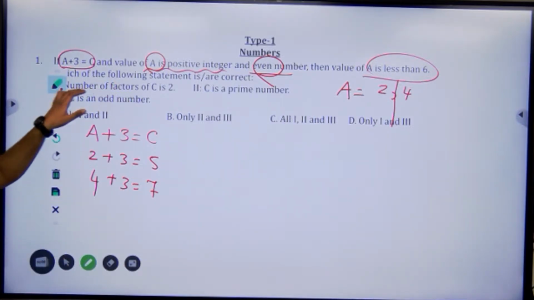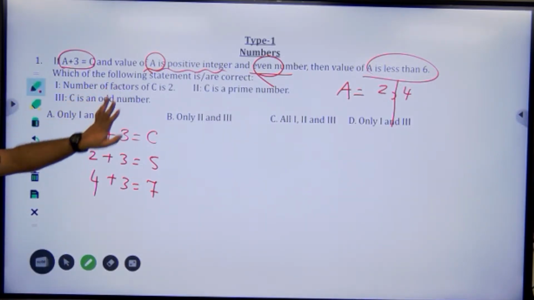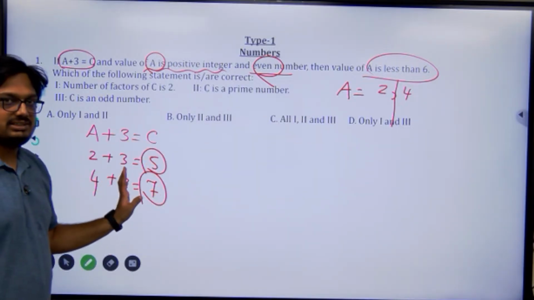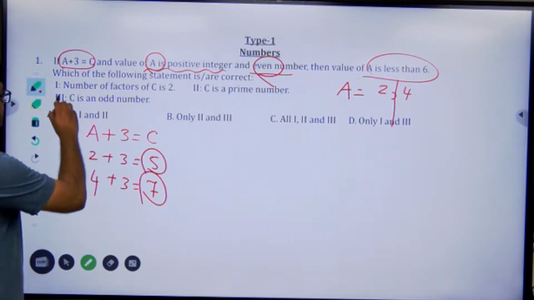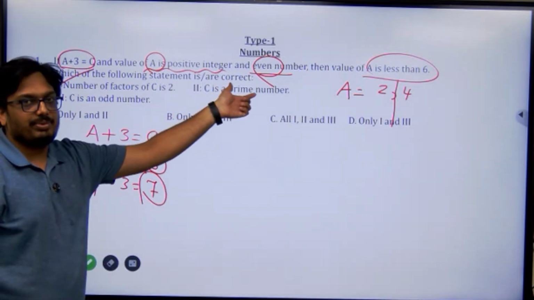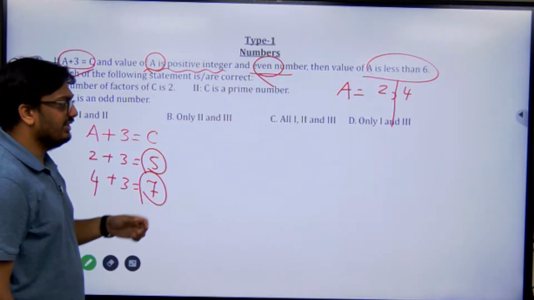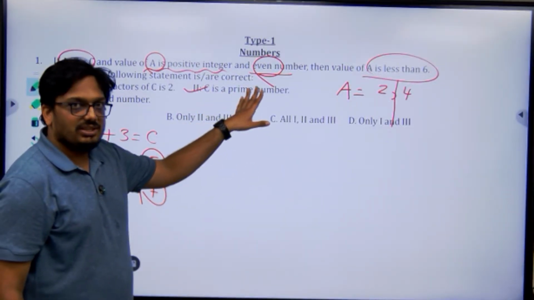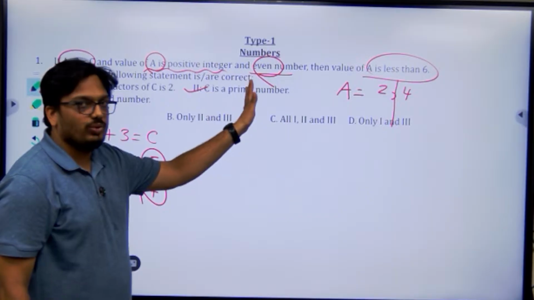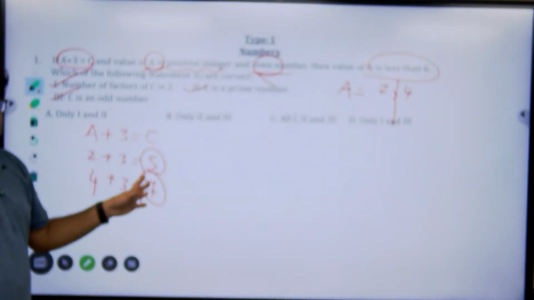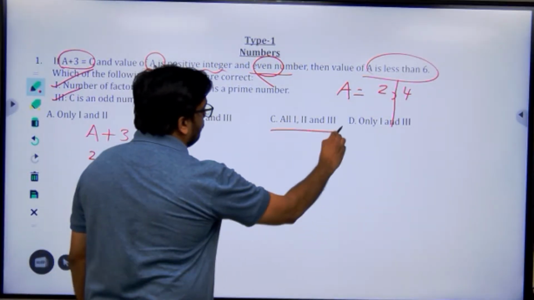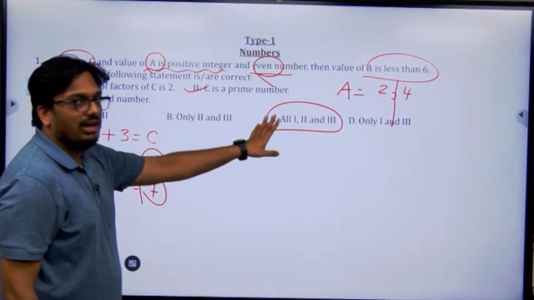Number of factors of c is 2. Yes, c has two values, that is 5 and 7. Two factors, that is correct. C is a prime number. Yes, 5 is a prime number, 7 is a prime number. What is the meaning of prime number? Prime number means it is having only two factors, that is 1 and itself. Then c is an odd number. Yes, 5 and 7 are odd numbers. Therefore, all 1, 2 and 3 are correct.